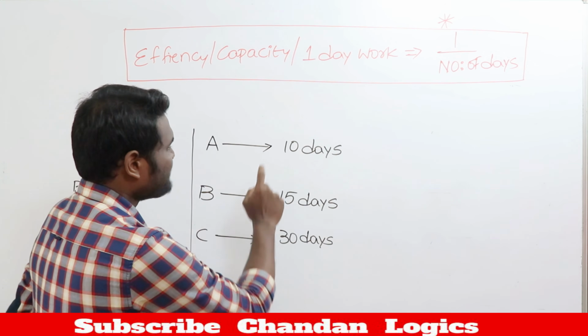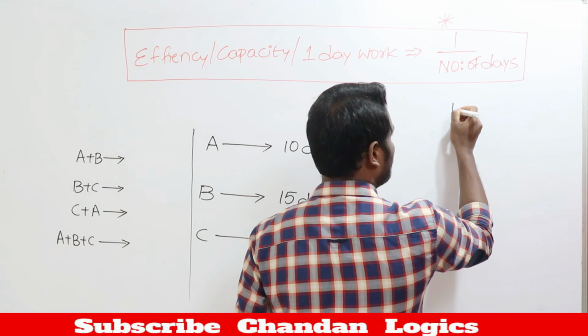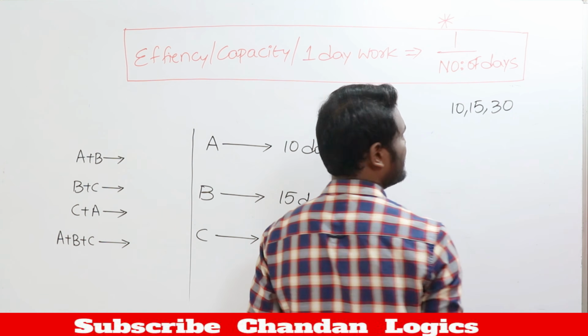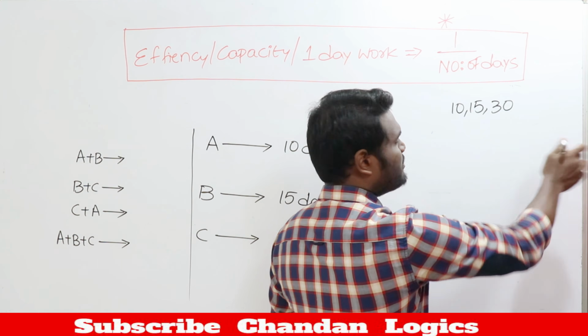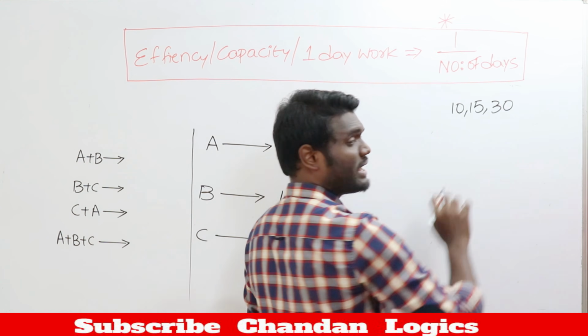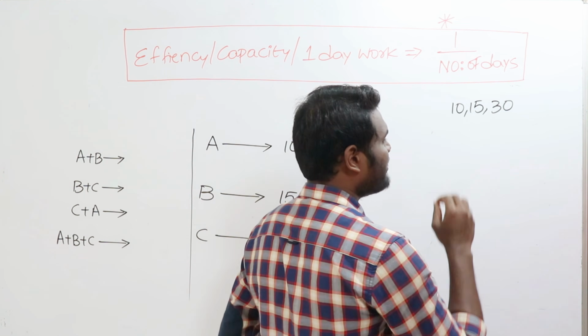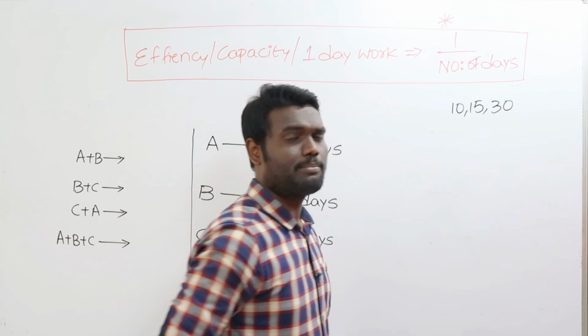Now if you look here, 10, 15, 30. What is the LCM of 10, 15, 30? Now to calculate LCM, you're not supposed to do it like 2 times and so on. You're not supposed to do that. Whenever you calculate LCM, if you think that one number is a factor of another number, you can simply neglect that particular number.